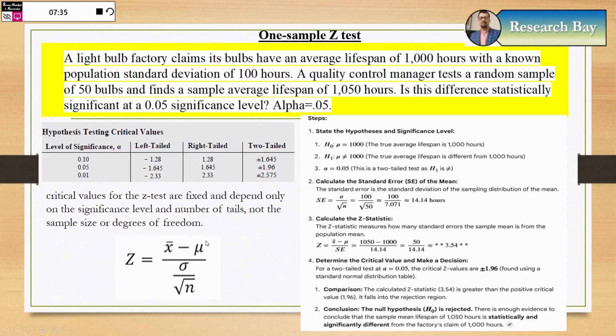The formula for executing a z-test, wherein x bar is the sample mean, mu is the population mean, sigma is the standard deviation divided by under root of sample size.